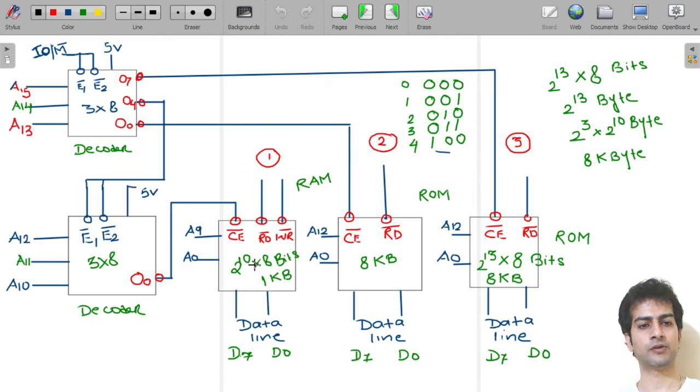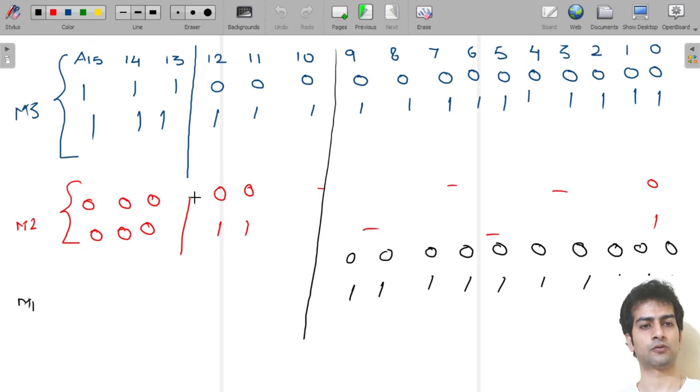Now see, this will be enabled when O0 of this decoder is enabled. And this O0 will be enabled when we have 000 here. So A12 to A10 is 000.